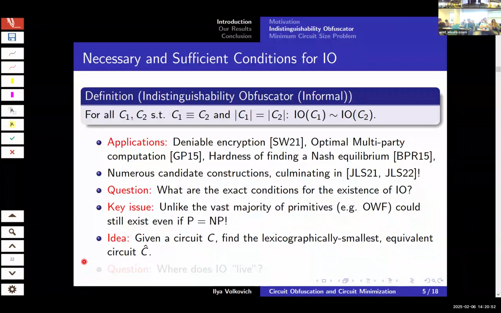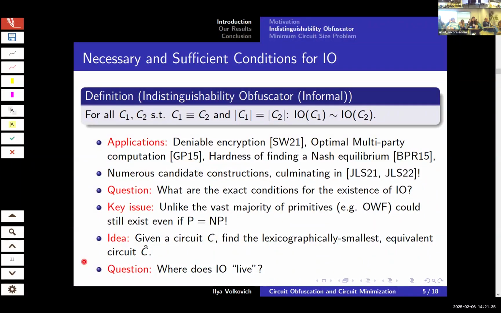Good, more questions? So again, where does IO live? What was the question again? If you could actually solve the minimum circuit size problem, given a circuit find the lexicographically first equivalent one, then you could solve satisfiability, because if the circuit is unsatisfiable, the size is 0. So yes, if you can solve an NP-complete problem, then yes. This is if and only if, for this particular way of obfuscating. I just meant that IO of C1 would be the same as IO of C2 in your idea.